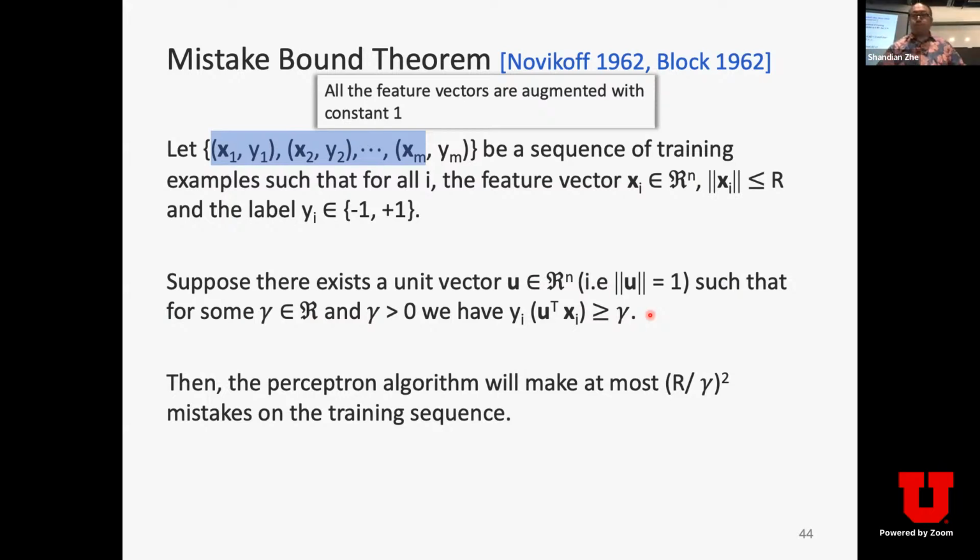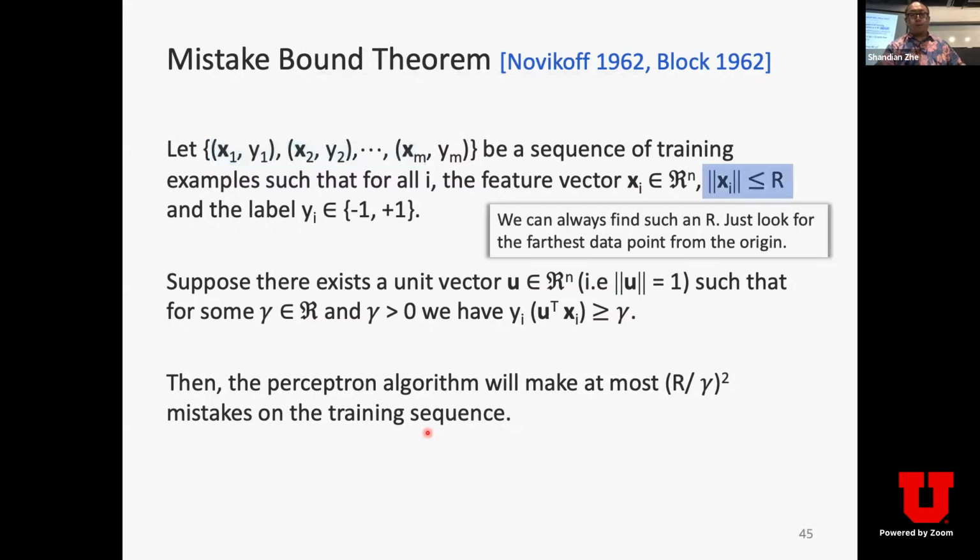Then we can claim that the perceptron algorithm will make at most R over gamma squared mistakes on the training sequence. So just keep running your perceptron algorithm, and you will find that after at most R over gamma squared updates, remember, perceptron only makes an update when it makes a mistake, the perceptron algorithm will be able to correctly classify every training example. That means it converges. That's what this Mistake Bound theorem tells us. Any question regarding the understanding of the statement of the theorem? Okay, great.